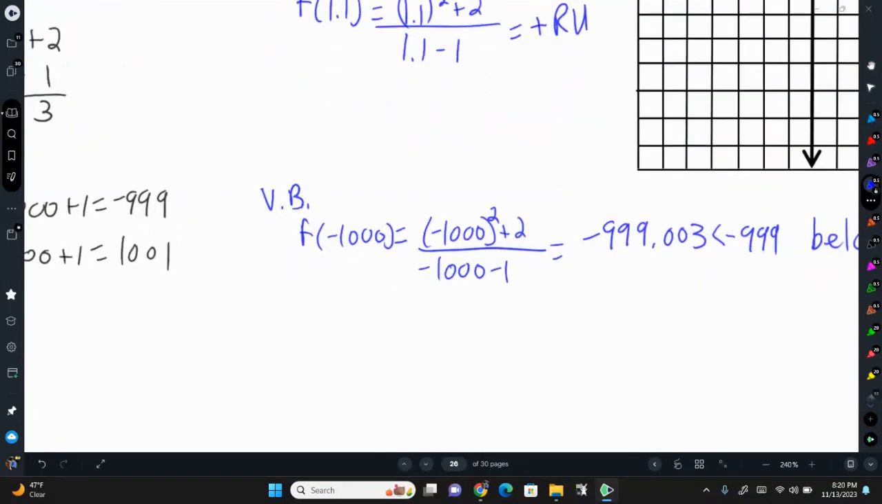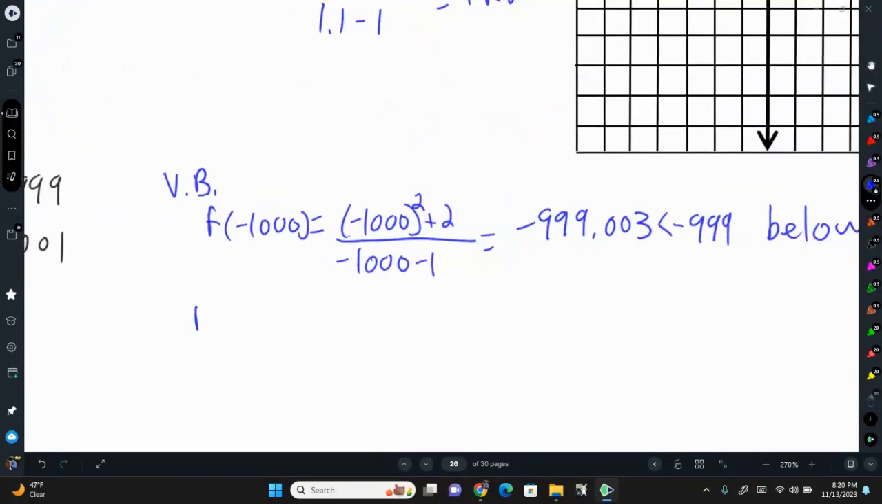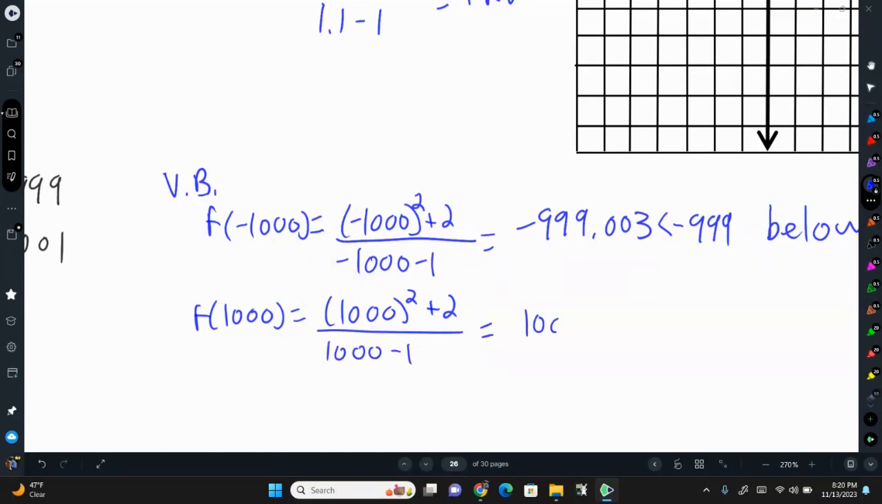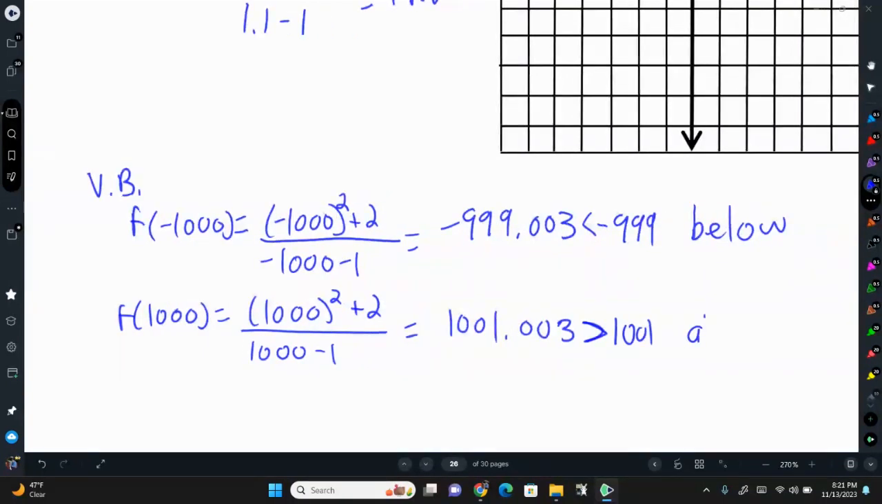Then we're going to evaluate at positive 1,000, so f of positive 1,000. That will equal 1,001.003, which is greater than 1,001. So the right side is going to be above. So let's go and graph our asymptotes.